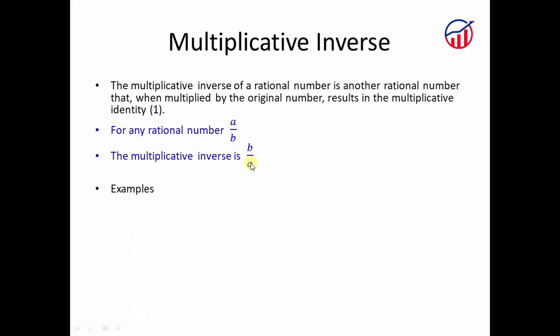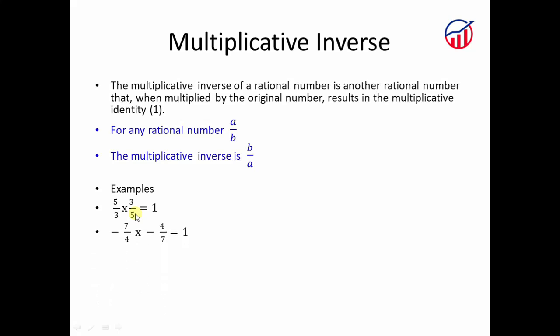Let's check out a few examples. So 5 upon 3 is a rational number. When you multiply it by the multiplicative inverse, that is 3 upon 5, you just multiply it by the reciprocal. You will see 5 and 5 cancel, 3 and 3 cancel, and the answer will be 1. So the multiplicative inverse of 5 by 3 is 3 upon 5.